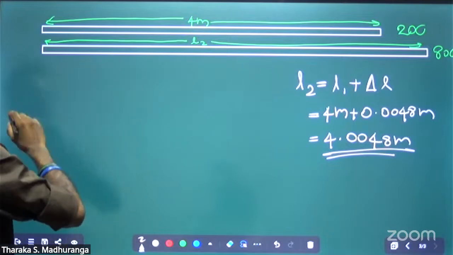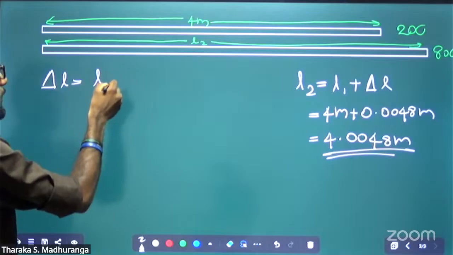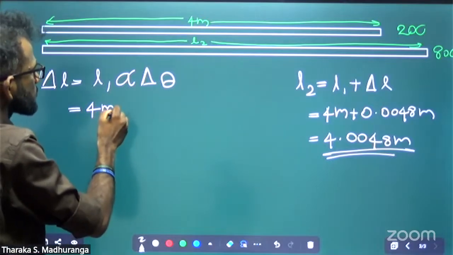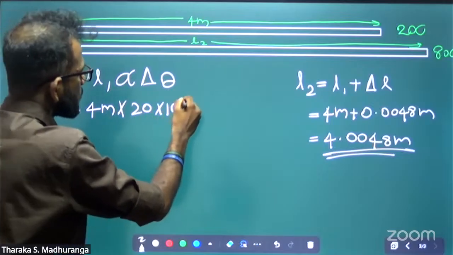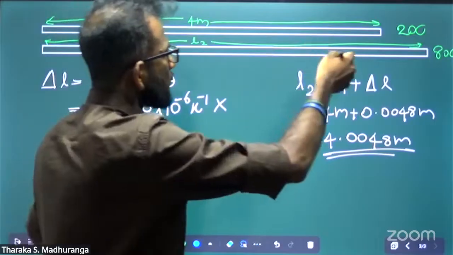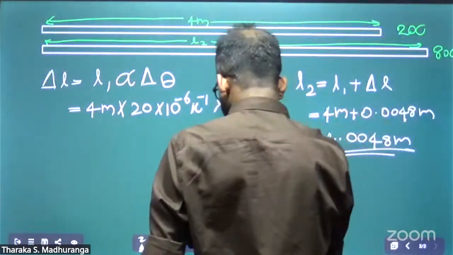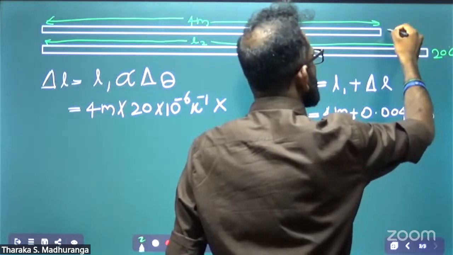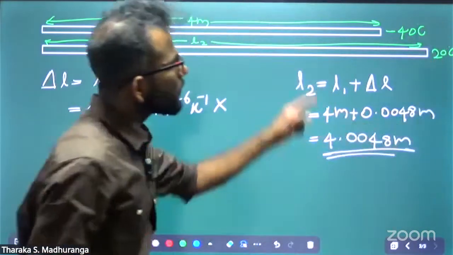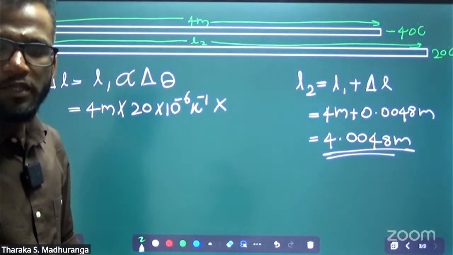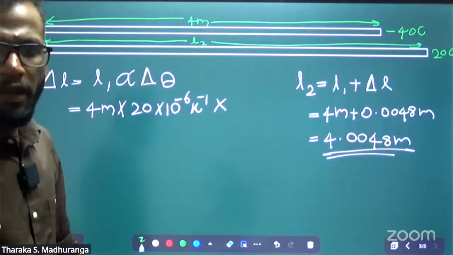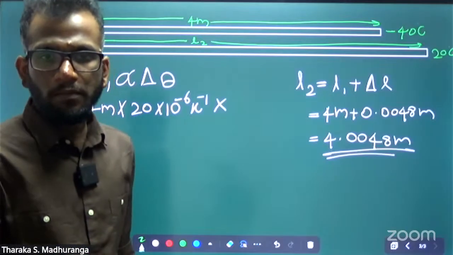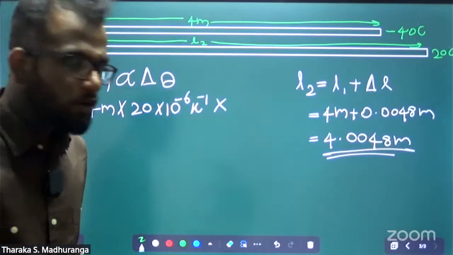Okay, for this one it is better to use the delta L equation, it is easy. Delta L equals L1 alpha delta theta. L1 is 4 meters. Alpha is 20 into 10 to the power minus 6 per Kelvin, the same rod. This is 20 Celsius. Its temperature decreases up to minus 40. Then how about the temperature difference? Minus 40 to 20.